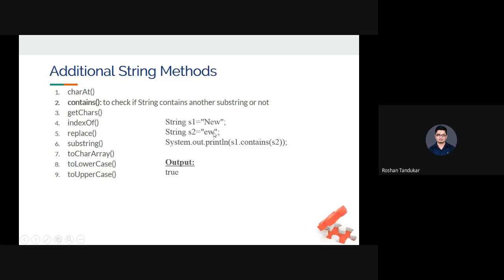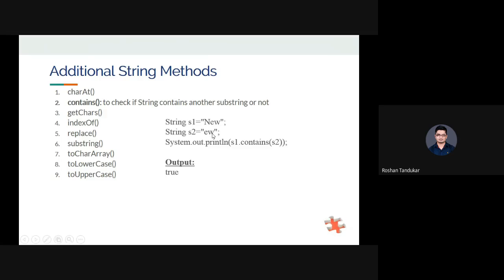For example, if I write a capital E over here, as I told you just before, Java is case sensitive, so although it has ew, if I write capital E here, it will not give a true value, it will give a false value. So for contains to give a true value, it should contain the same substring in the same sequence.